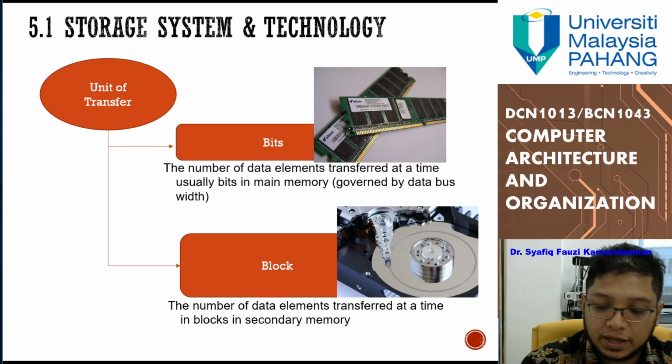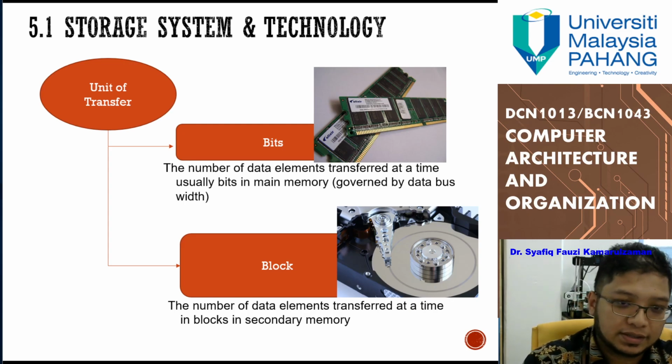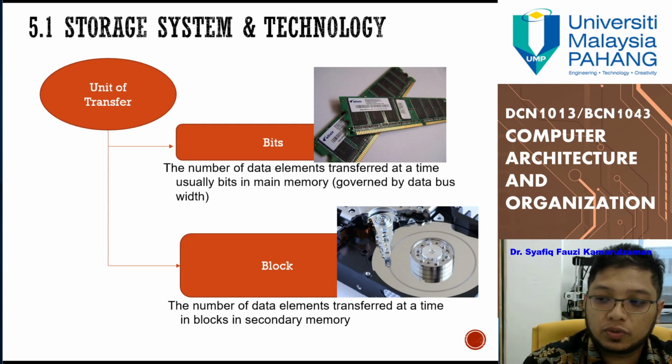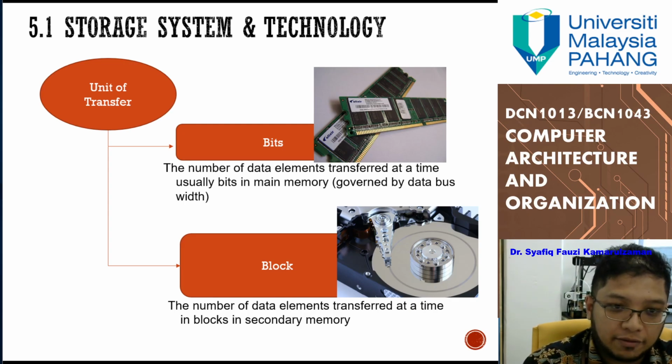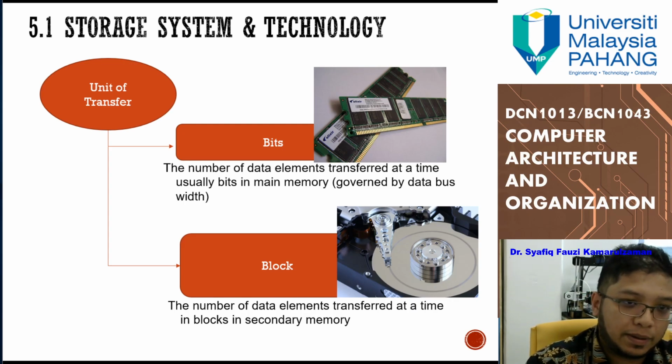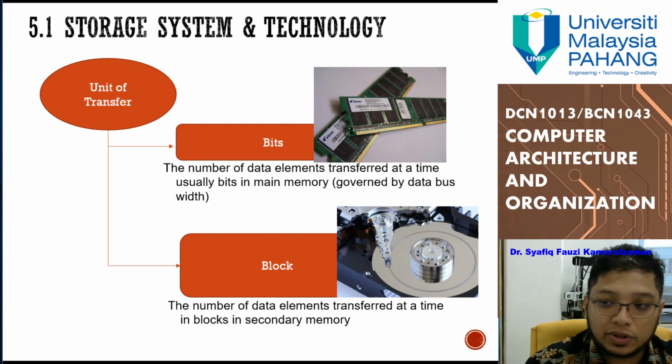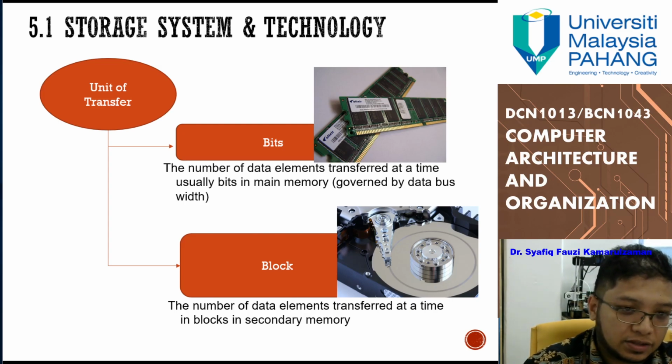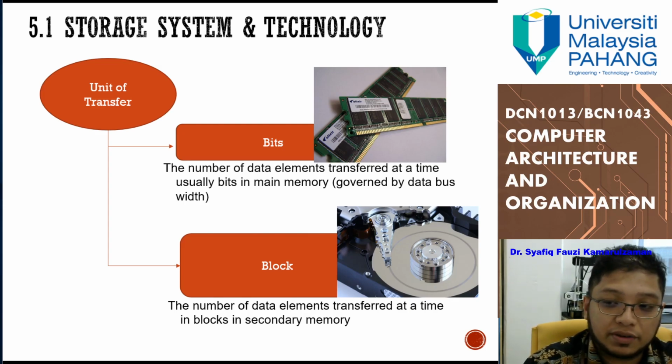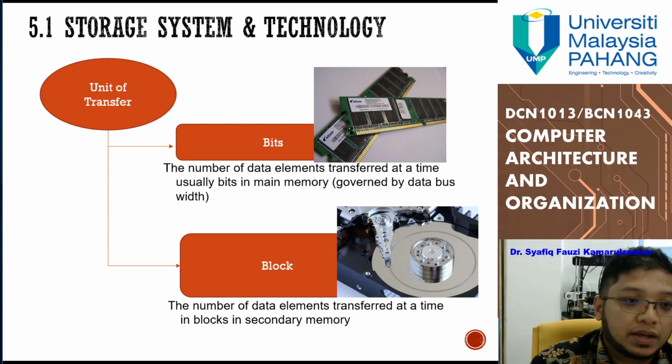Usually we transfer data in blocks between the hard disk and the main memory. So you take the data from the hard drive by blocks, put it into the main memory, and from the main memory the CPU will take it according to the bits. And even in the case of saving the data, they will save it according to the block as well.